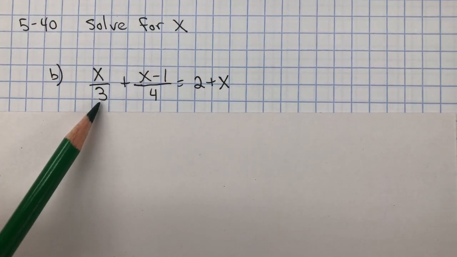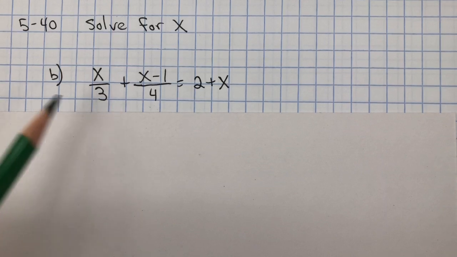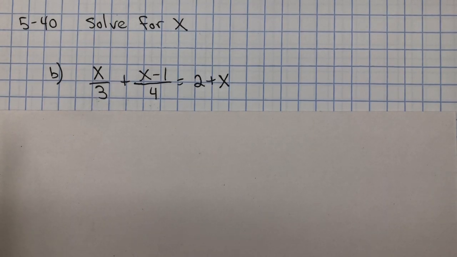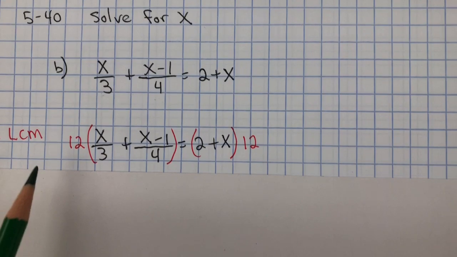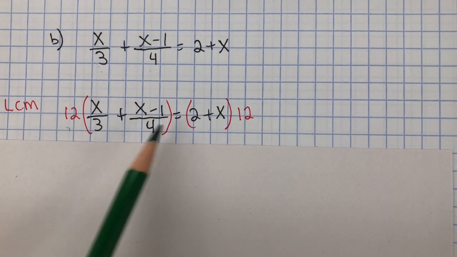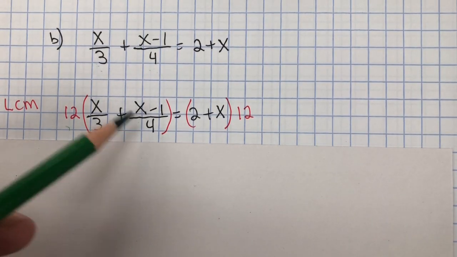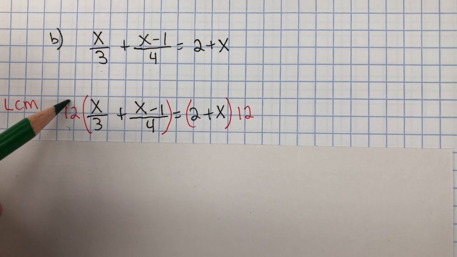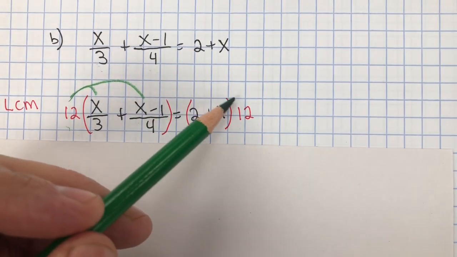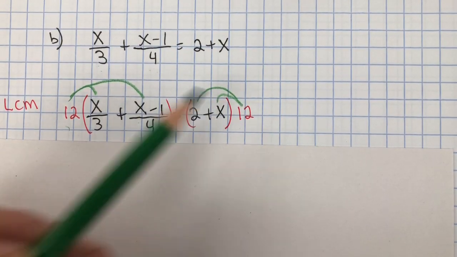In problem 540b, again we want to try to eliminate the denominators by finding the least common multiple. We're using the fraction buster method. So we need to find the least common multiple for 3 and 4. The least common multiple for 3 and 4 is 12. So I'm going to multiply both sides of the equation by 12. And remember, you have to multiply each term by 12. So we have 12 multiplied by the first term, 12 multiplied by the second term, and 12 multiplied by each term on the right side.